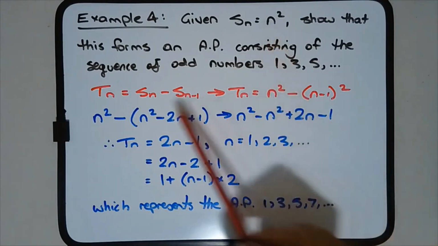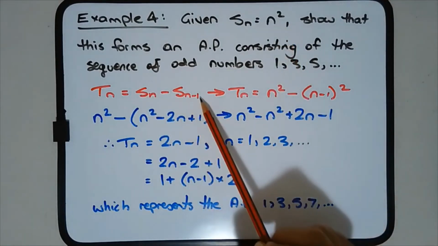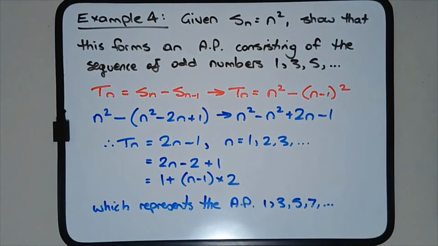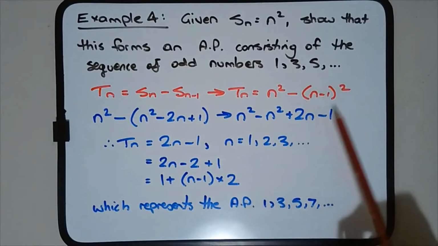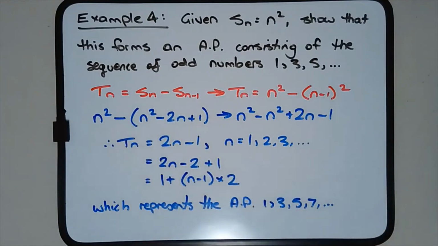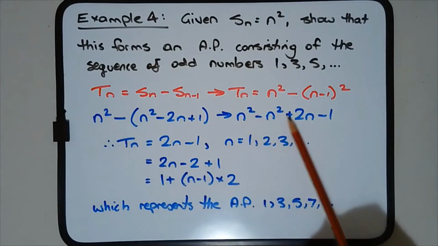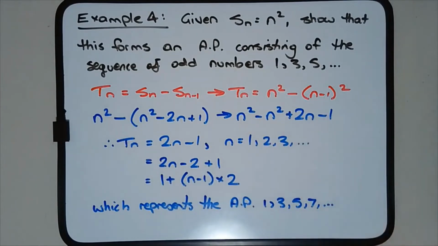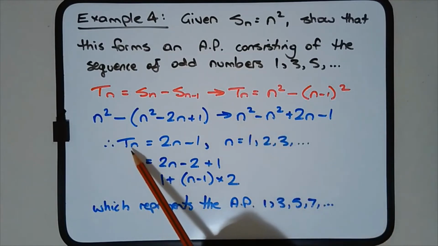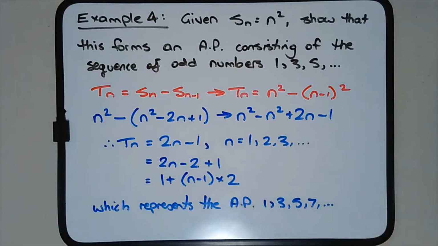Now in this case, Sn is equal to n squared, and S of n minus 1 is equal to n minus 1 all squared. So expanding this perfect square and then expanding the brackets a second time to take into account this negative, we get Tn is equal to n squared minus n squared plus 2n minus 1. The n squareds will cancel. So we have Tn is equal to 2n minus 1, where n is equal to 1, 2, 3, and so on.